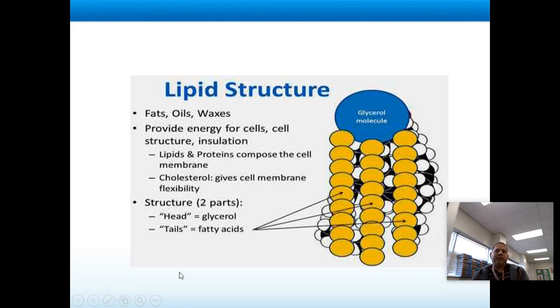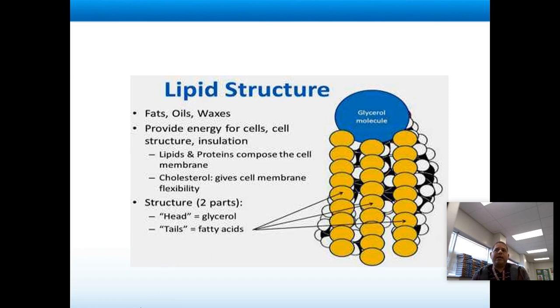Lipids are important because their structure, made up of fats, oils, and waxes, provides a great source of energy for cell structures as well as insulation. Many times you'll see people eat a lot more during the colder season so they can gain weight to insulate their body against the extreme temperature changes.